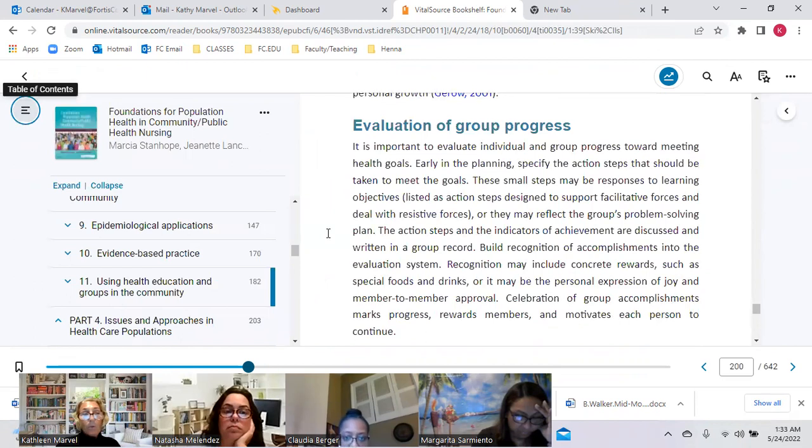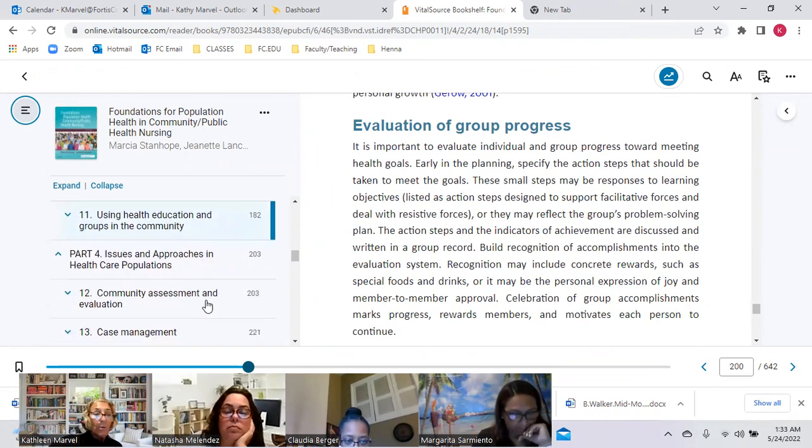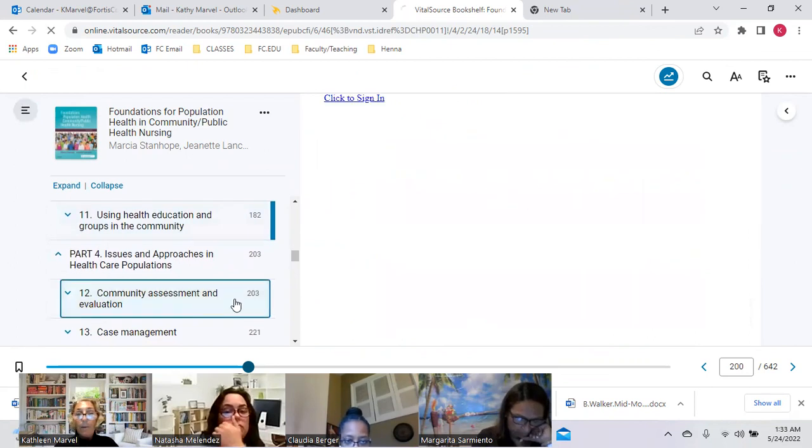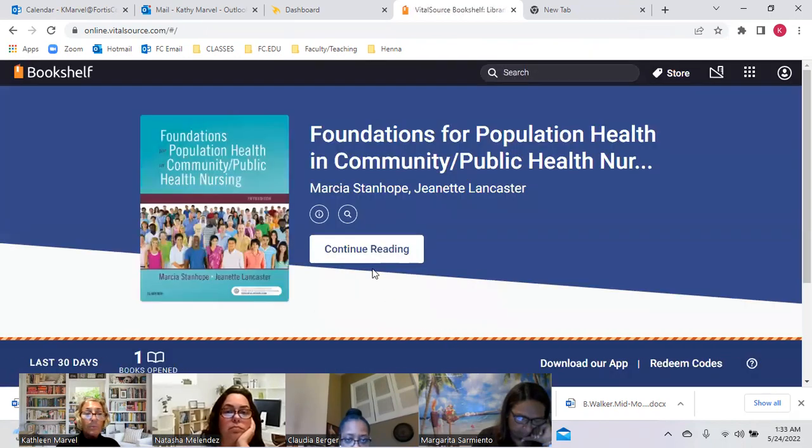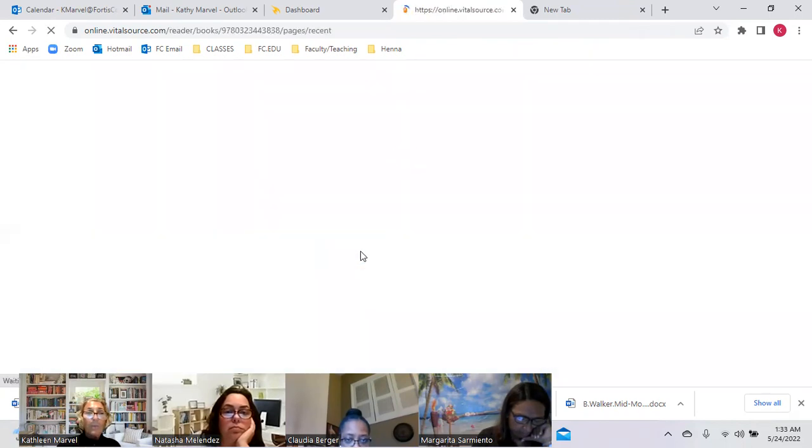Any questions about using health education for groups in the community? I'd like to jump to chapter 12, which is community assessment.